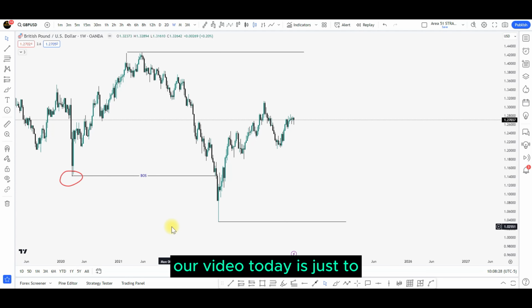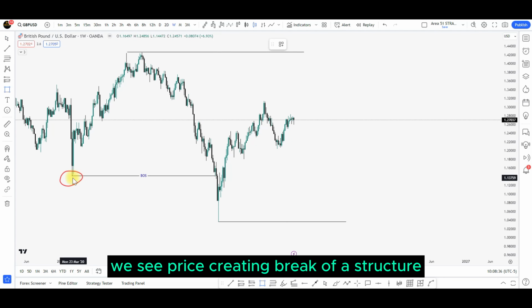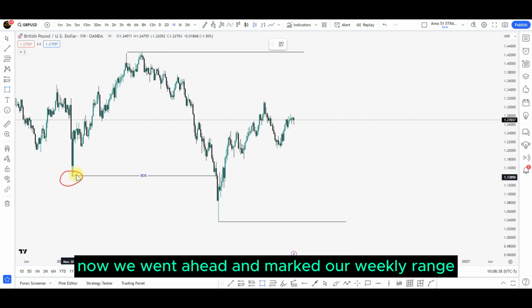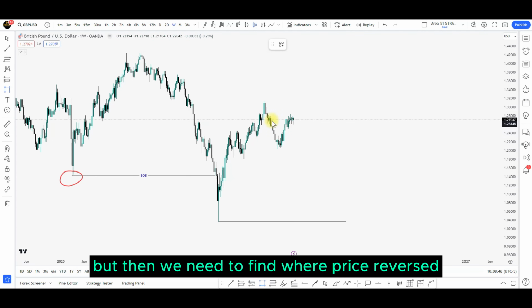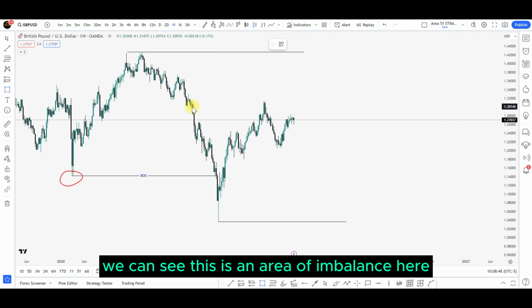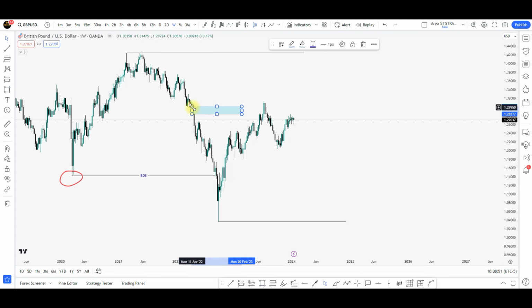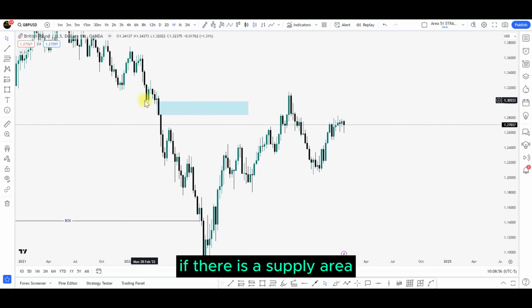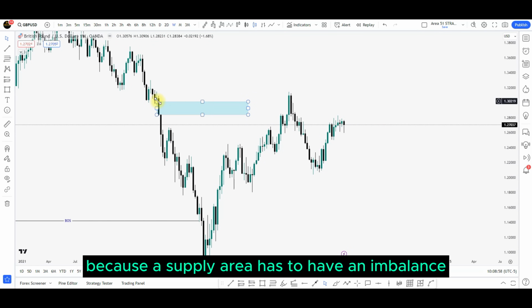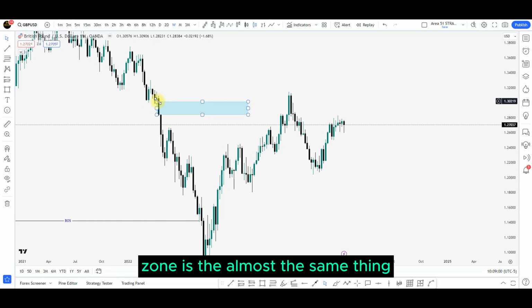But by the way, our video today is just to forecast these three pairs. Here, we see price creating a break of structure. Now we went ahead and marked our weekly range, which is this high to this low. But then we need to find where price reversed. We can see this is an area of imbalance here. And when I'm marking the imbalance, sometimes what I do is, if there is a supply area, because a supply area has to have an imbalance, an order block and a supply zone are almost the same thing. There is no difference, okay?